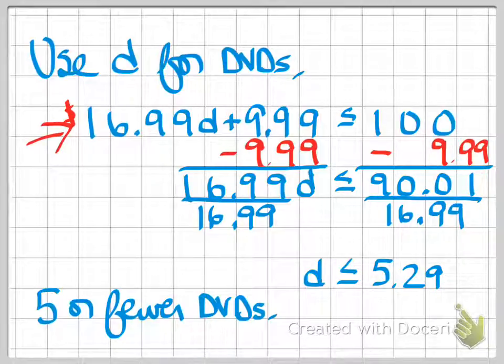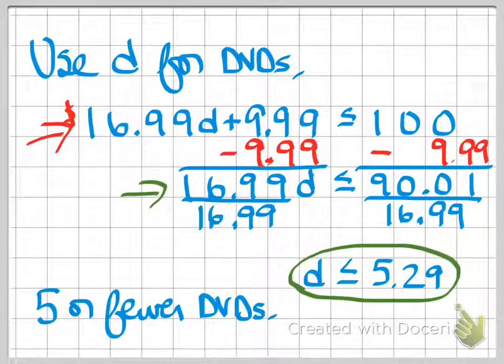First thing I'm going to do is eliminate my constant. That requires me to add a negative or subtract, so I'm taking away 9.99 from each side. That leaves me with $16.99 times D is less than or equal to $90.01. By dividing each side, because I'm trying to get the variable by itself, I come up with D is less than or equal to 5 29/100.